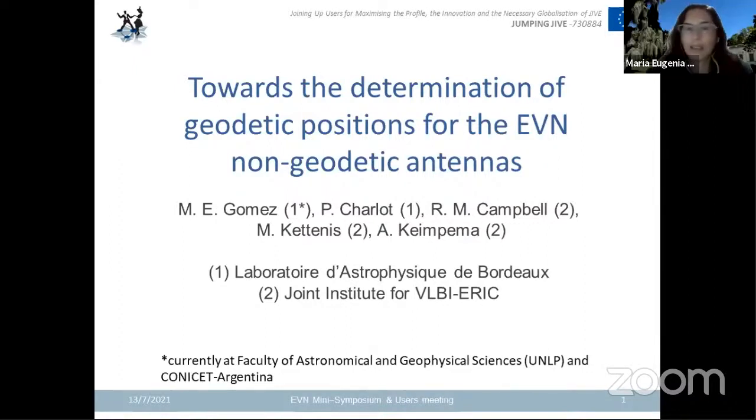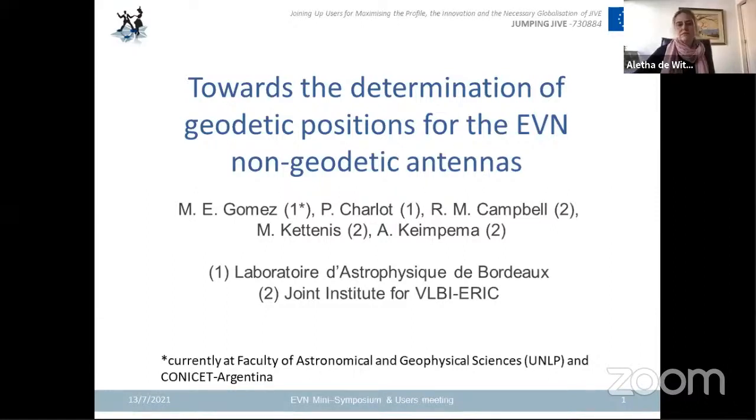Okay. My work is in the context of the Jumping JIVE project. And the title is Towards the Determination of Geodetic Positions for the EVN non-geodetic antennas. This work was done while I was working at the Laboratoire d'Astrophysique de Bordeaux. I'm currently working in Argentina at the University of La Plata.